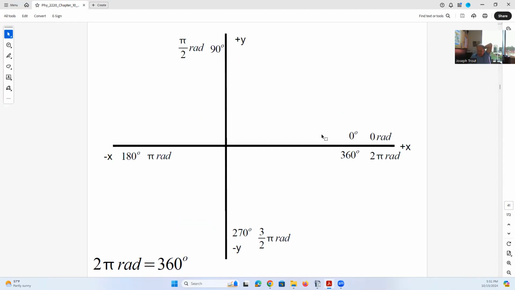Don't forget, we have 360 degrees in a circle. So we go 0, 90, 180, 270, and 360. And for radians, we have 2 pi radians per circle. So it starts at 0, goes to pi over 2, pi, 3/2 pi radians, and up to 2 pi radians. So we see that 360 degrees is equal to 2 pi radians.